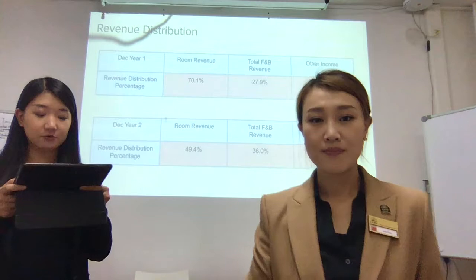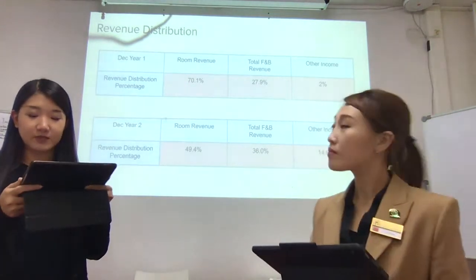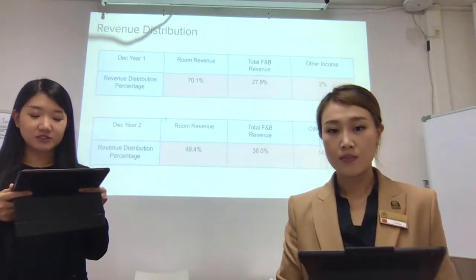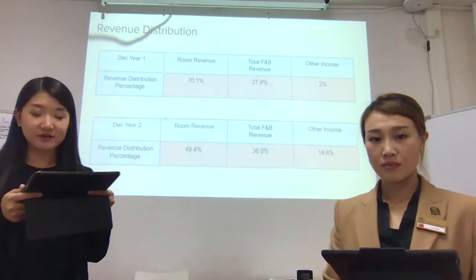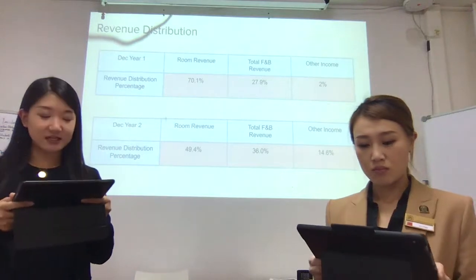After analyzing the gross operating profit, we also made a chart for revenue distribution, which shows the percentage of revenue distribution in every department. From this chart, we can clearly see that in year 1, we focused more on room revenue. Then in year 2, we distributed our focus across different departments and facilities.